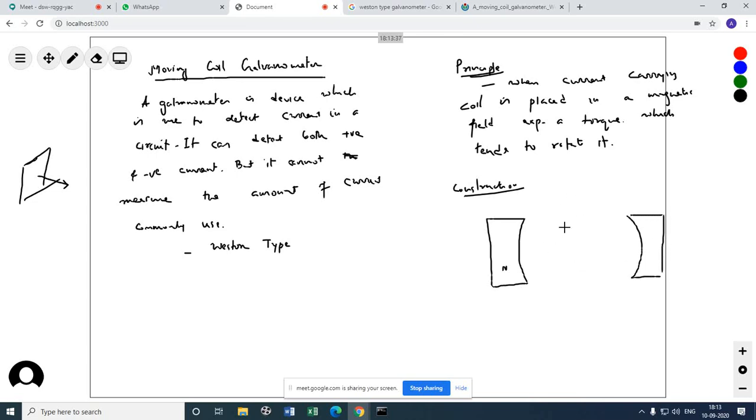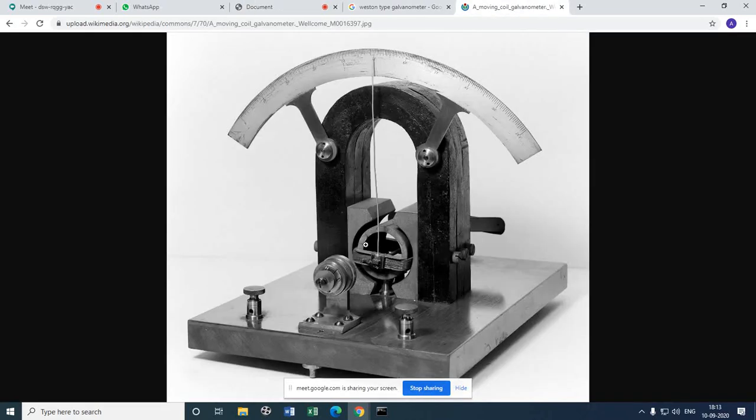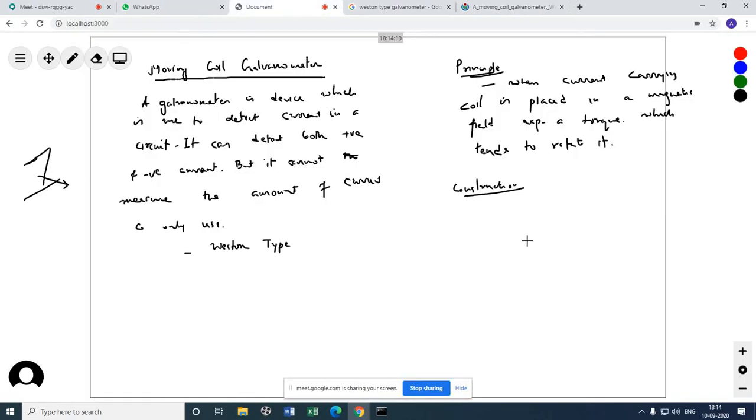Then we're going to have here, actually, I have drawn this too big. Let me first draw. So what do you see here? This is a soft iron core, and this is an aluminium frame. What is the purpose of the soft iron core? We'll see that.